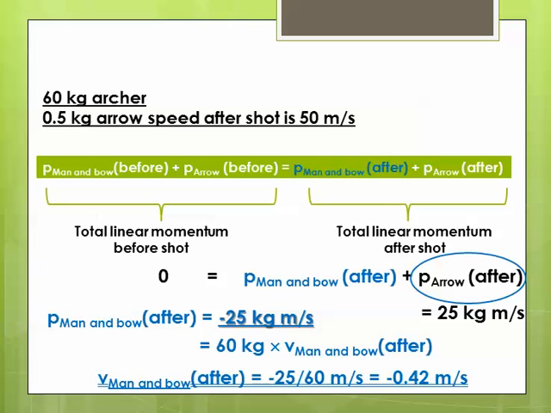This is a very small velocity. Whilst the arrow moves at a speed of 50 meters per second, the speed of the man and the bow after shooting is just 0.42 meters per second, which is less than 1% of the arrow speed. But we must note here that there is a minus sign, and this minus sign tells us that the arrow moves in the opposite direction of the man and the bow. So while the arrow moves forward, the man and the bow move backwards. Just a little bit, very slowly, but they do.